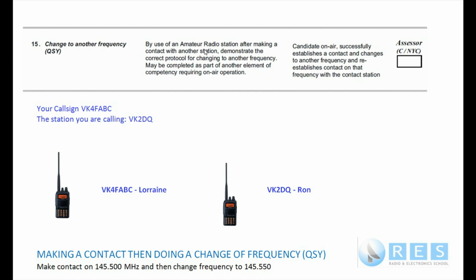The method: by use of an amateur radio station after making a contact with another station, demonstrate the correct protocol for changing to another frequency. May be completed as part of another element of competency requiring on-air operation. The performance criteria: the candidate on-air successfully establishes a contact and changes frequency to another frequency, re-establishes contact on that frequency with the contact station.